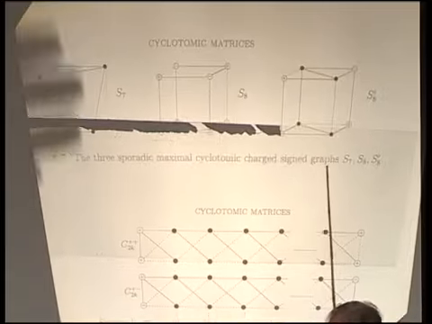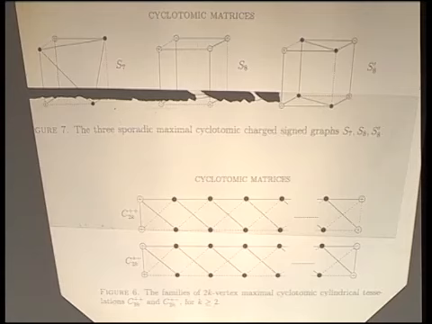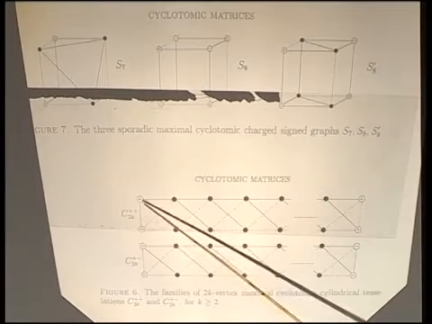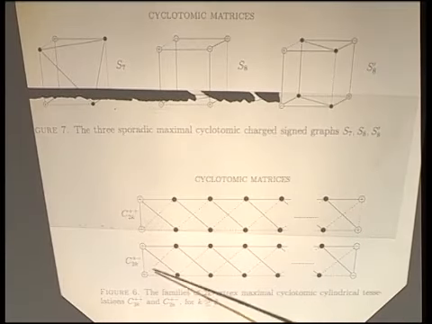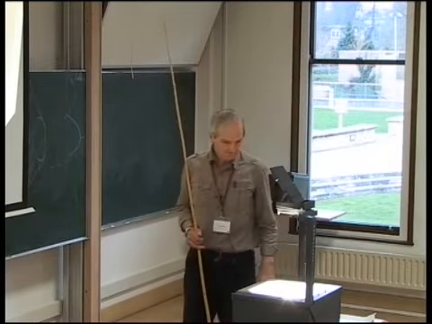Now, these aren't tessellations of the torus. They're tessellations of a sausage, and at the end are charged vertices.